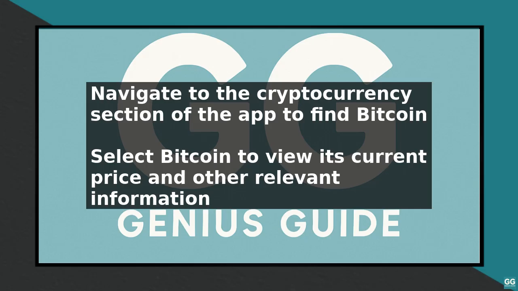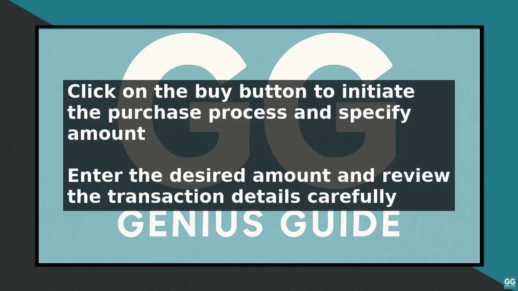Before completing the purchase, make sure you have sufficient funds in your Revolut account to cover the cost of the Bitcoin. You can add funds to your account using a debit or credit card, bank transfer, or other supported payment methods. Once you have sufficient funds, confirm the transaction and the Bitcoin will be added to your Revolut account.